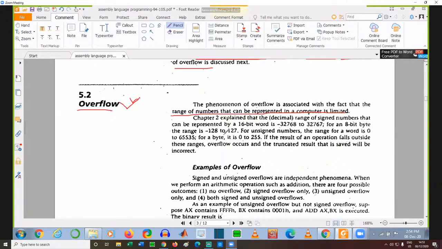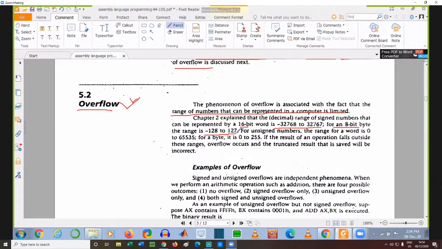Then it gives the decimal range of signed numbers that can be represented: for 16 bits, minus 32768 to plus 32767, which we just discussed. And for an 8-bit byte, the range is minus 128 to 127. These are the signed ranges.